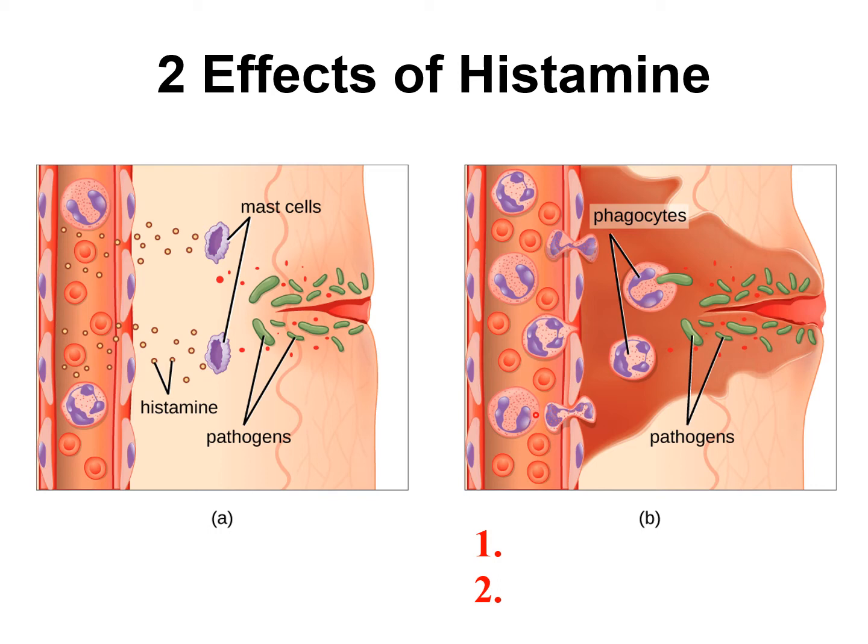And then the second effect of histamine is it's going to increase the permeability of the capillaries. So more of the fluid from the blood will leak out into the tissue, and also it makes it easier for the white blood cells to get out there and help clean up the mess out there. So those are the two effects of histamine. It causes vasodilation and increases the capillary permeability. And those effects of histamine cause all 5 signs of the inflammation.